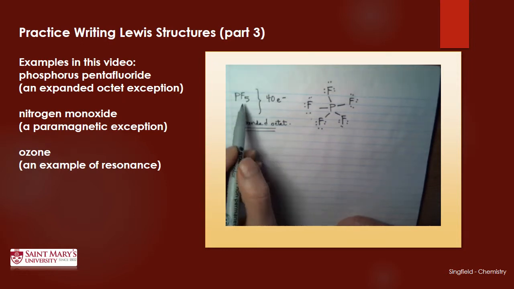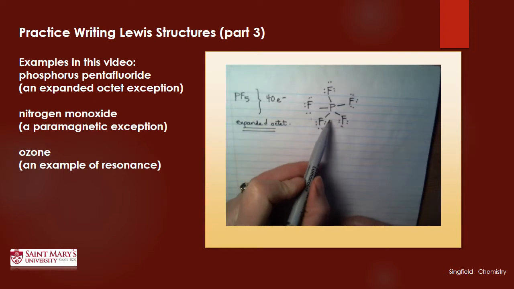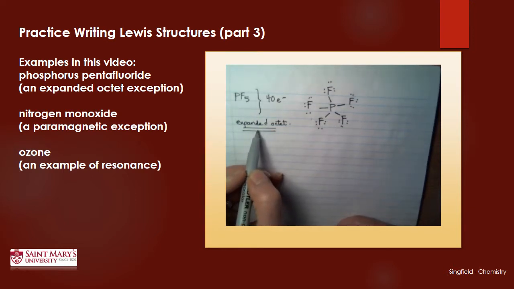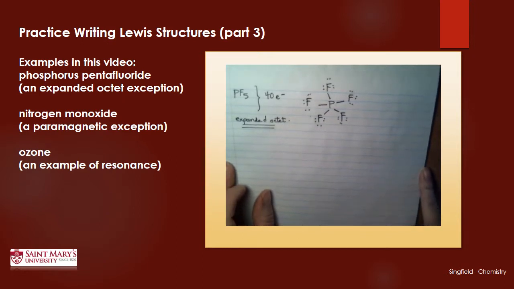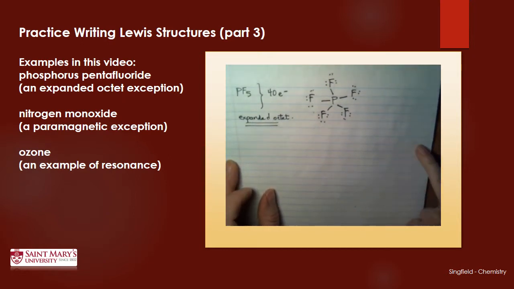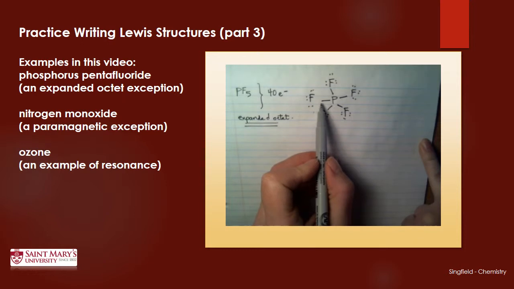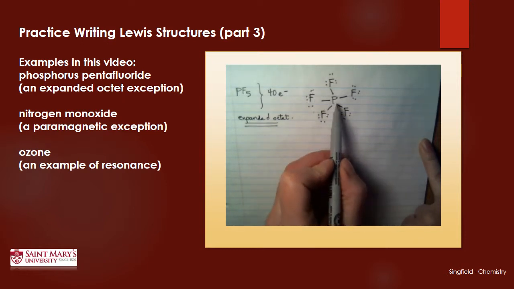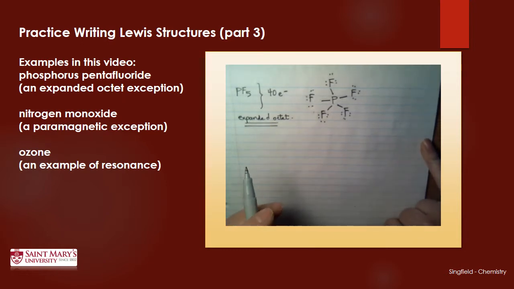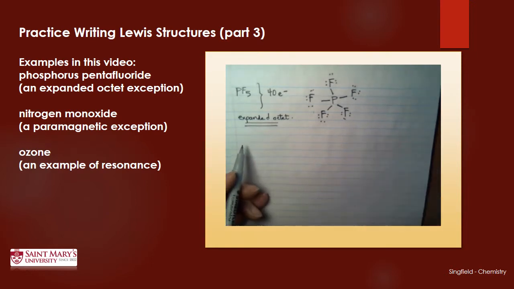But PF5, this is the Lewis structure. It is an exception. It comes under the category of expanded octet exceptions because there's more than 8 electrons around the central atom. Don't put more than 8 electrons around an outer atom. It's just got to be central or a local center in a larger molecule.